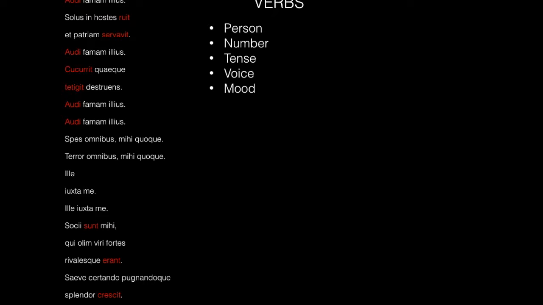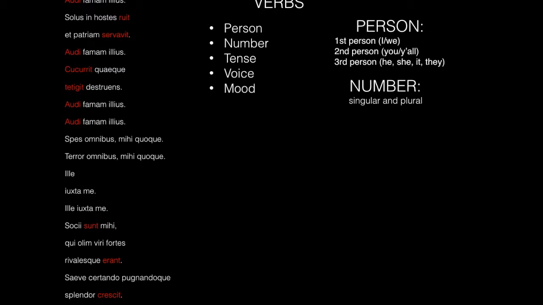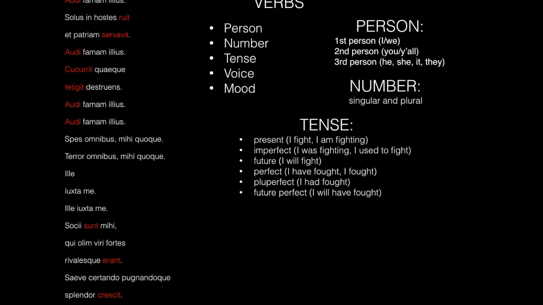The person means who is doing the action: first person, second person, or third person. Number means how many people are doing the action. The tense means the time a verb occurs and the aspect of the verb's actions. And there are 6 tenses in Latin: present, imperfect, future, perfect, pluperfect, and future perfect. Voice means the relationship of the subject to the verb: active or passive. An active verb, the subject is doing the action. A passive verb, the subject is receiving the action.